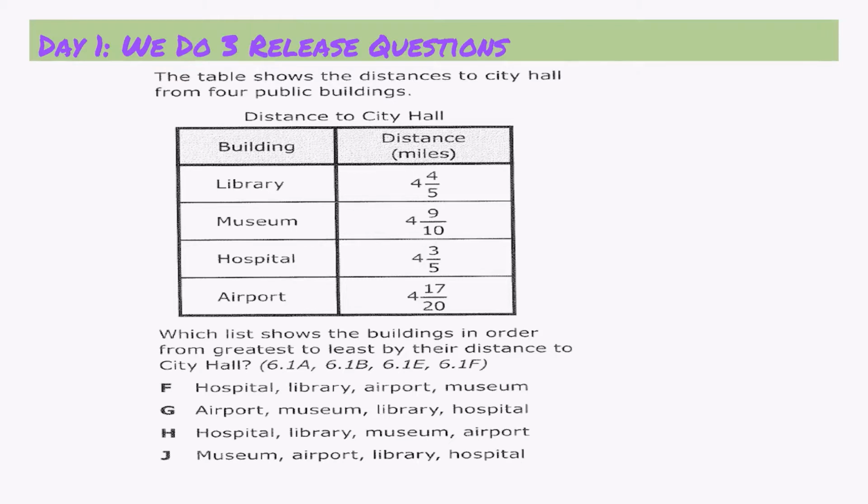We do release question. The table shows the distance to the City Hall from 4 public buildings. Distance to City Hall building. And we have library, museum, hospital, airport. Which list shows the buildings in order from greatest to least by their distance to City Hall?